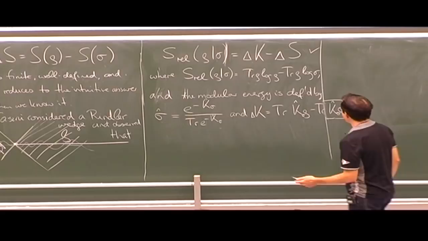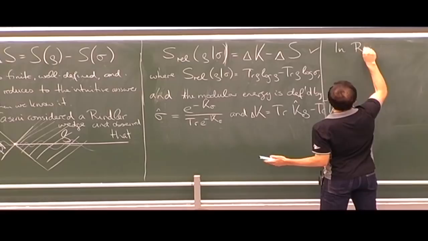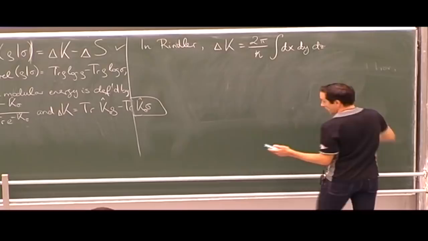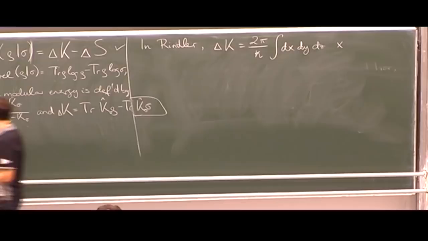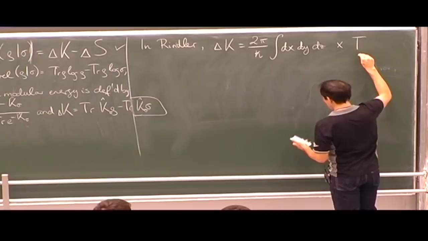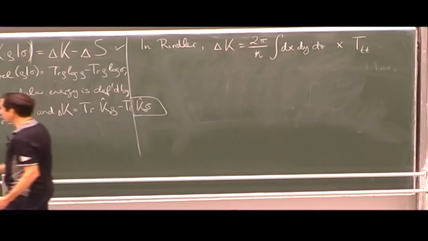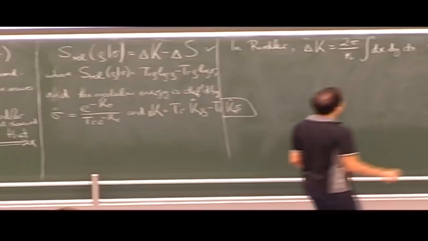So in the Rindler wedge, you can show that delta K is given by 2 pi over h bar. And I'm not going to show this, I'm just going to tell you it's true. Integral over all of space. If this is the x-axis here, then it is the integral over the stress tensor weighted by the distance from the plane that divides space into two pieces. I'm writing this down only for this particular slice because that's all I'm going to need. It's not a very covariant expression, but so what?